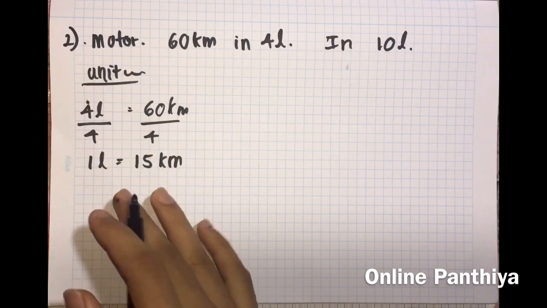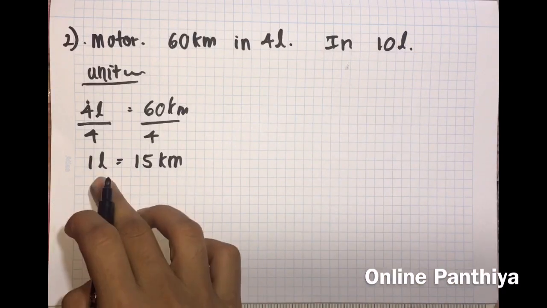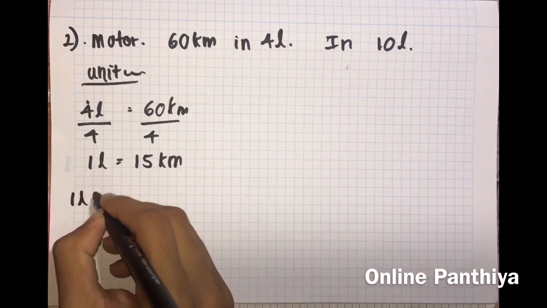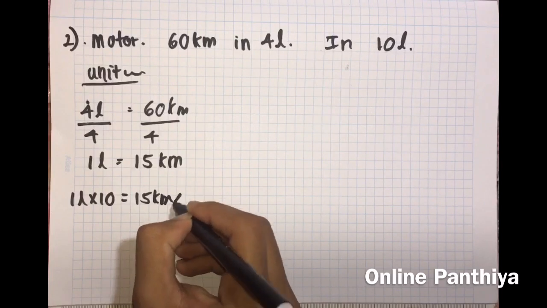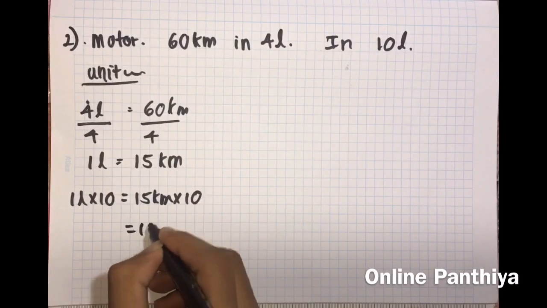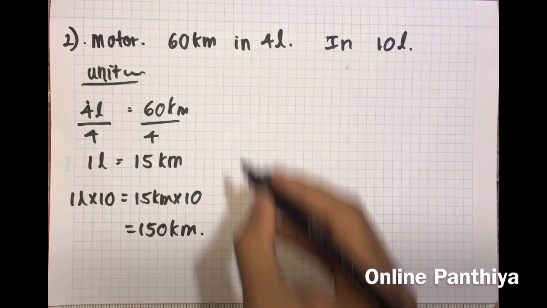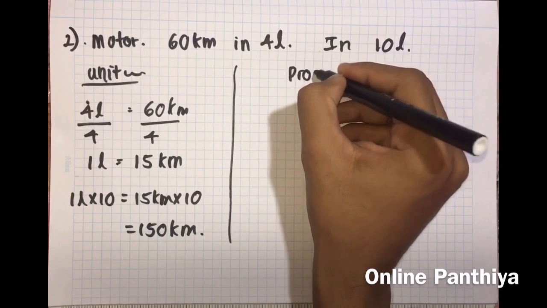Now, how do you find the value for 10 liters? Yes, since you have found the value for one unit, you just have to multiply both sides by 10. So 15 kilometers multiplied by 10 is going to give you how much? 150 kilometers. Was that part clear? Shall we move on to the other way of solving, that is using proportions?